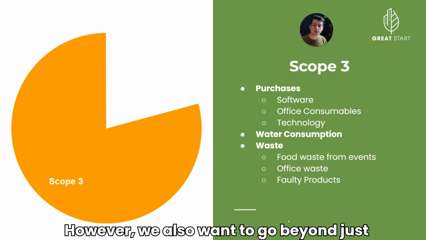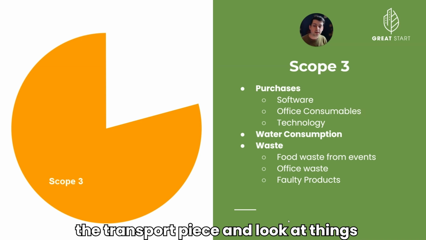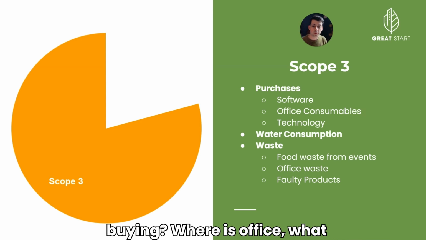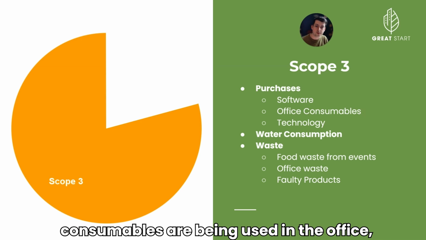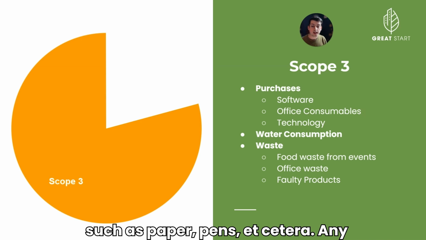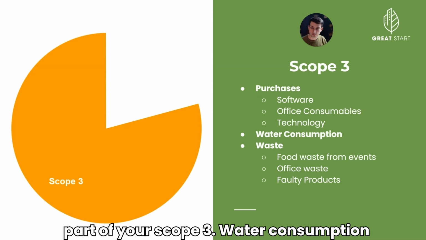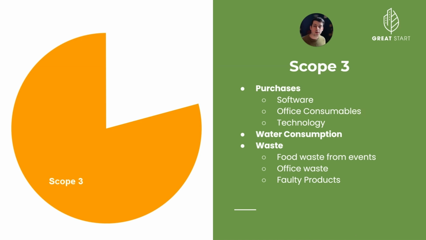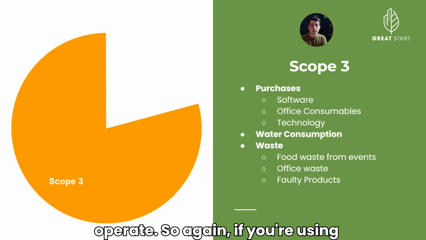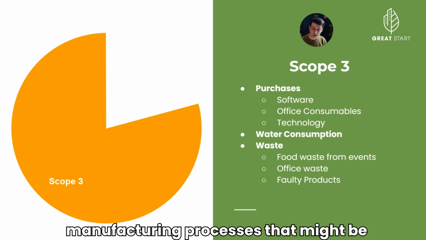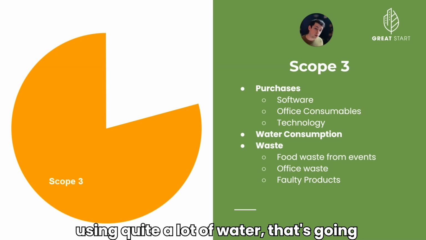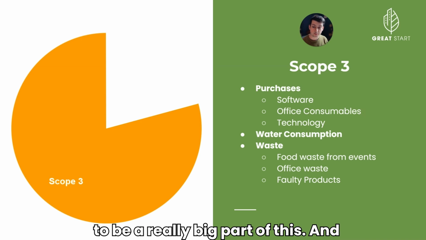However, we also want to go beyond just the transport piece and look at things like purchases. What software are we buying? What consumables are being used in the office, such as paper, pens, etc.? Any technology that you're buying as well, so any computing equipment is going to be part of your Scope 3. Water consumption also comes under this in terms of the things that you're consuming as you operate. So again, if you're using manufacturing processes that might be using quite a lot of water, that's going to be a really big part of this.